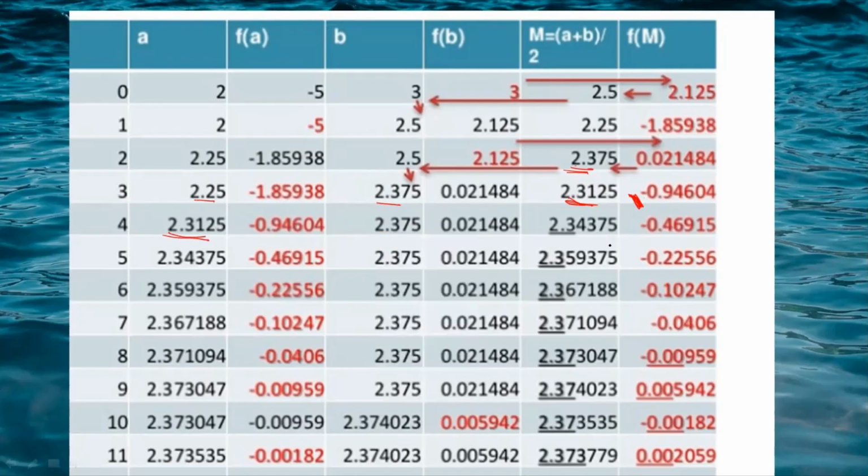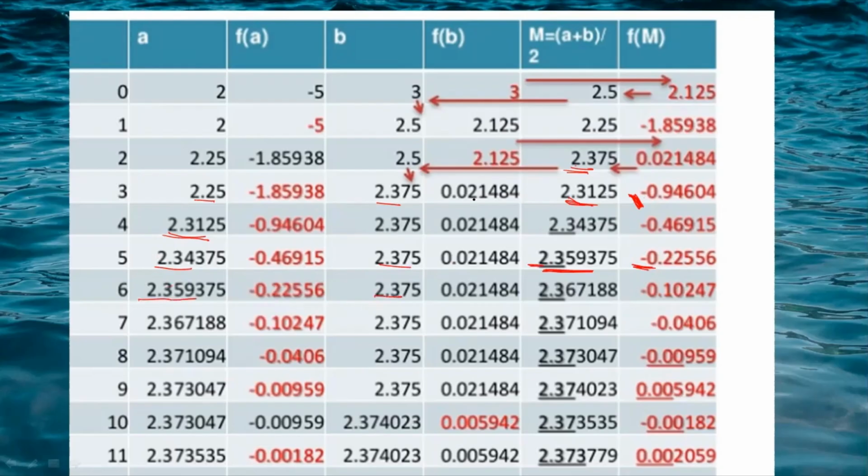So bisect it. You got 2.34375. You are getting a negative value. Negative value means again it is replaced with A. The positive value stays the same, 2.375. So again bisect these two. You get 2.359375. You are getting a negative value again. So replace with A. Again it is positive. Again bisect it.